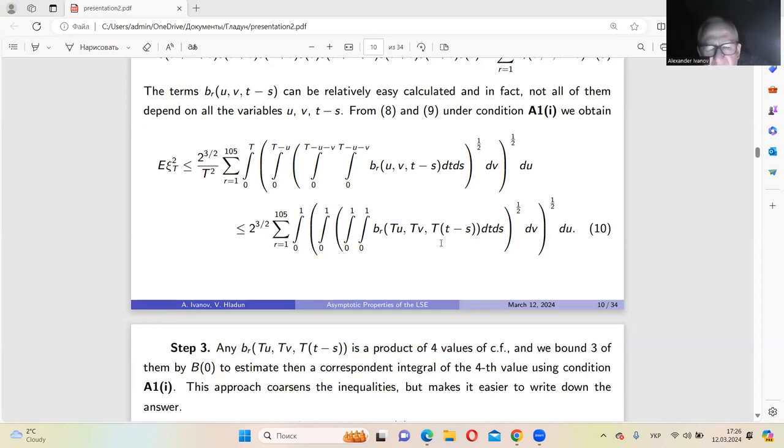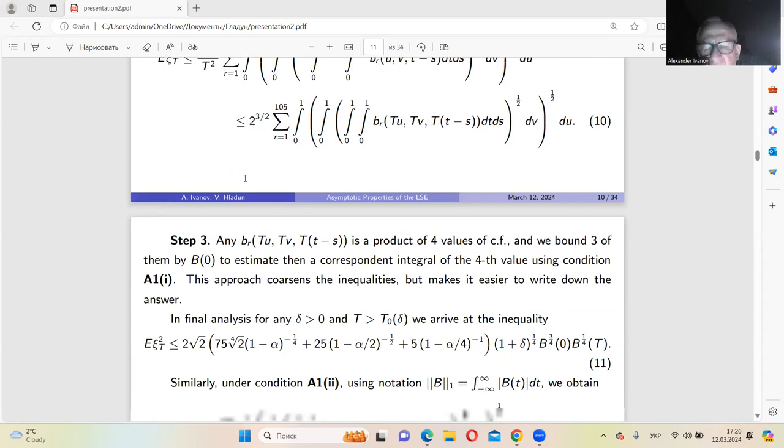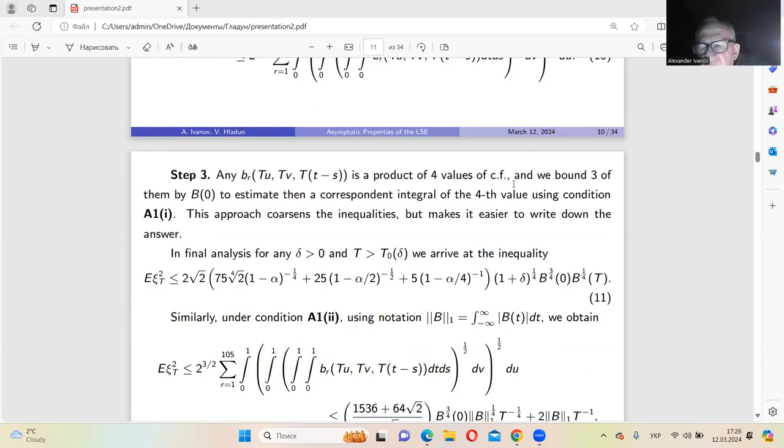It's not so difficult. Step three: any B_R is a product of four values of the covariance function, and we bound three of them by B0 to estimate then a corresponding integral of the fourth value using condition A1i. This approach coarsens the inequalities but makes it easier to write down the answer. In final analysis, for any positive delta and sufficiently large t, we arrive at inequality 11. This expectation is less than some constant.